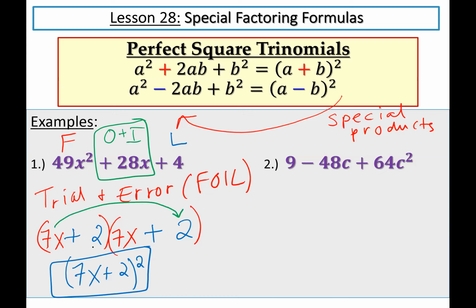7x times 2, and then 2 times 7x. So that's 14x plus 14x. Yes, it works. That adds up to 28x. Okay, so that was how you might approach this problem using trial and error or using that FOIL method. You could write your answer as 7x plus 2 times 7x plus 2, or you could write it as 7x plus 2 squared.